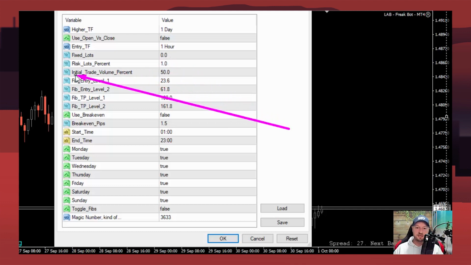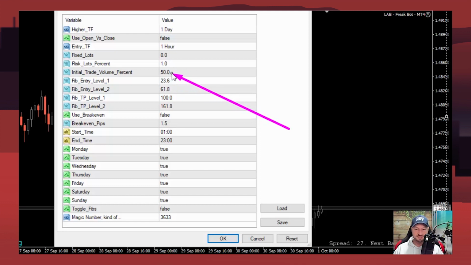Now here is the initial trade volume percent. The initial trade, which is the first trade we're going to exit, is going to take a percentage of whatever you have here. So in this case, we're taking 50% of 1% of your account on the first trade. Okay, so we're going to take that off the table as soon as we, the trades will be split up into 1% of the account. So in fact, they'll be 0.5% of the account per trade. Okay, so you can have a play with that.